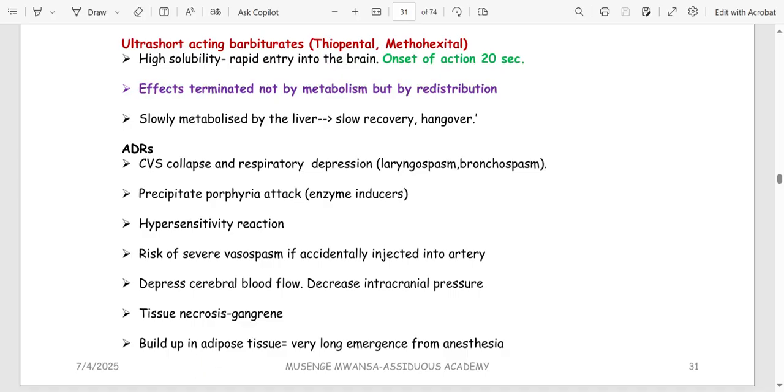They can also be built up in adipose tissue, so there's very long emergence from anesthesia. So they build up in adipose tissue.